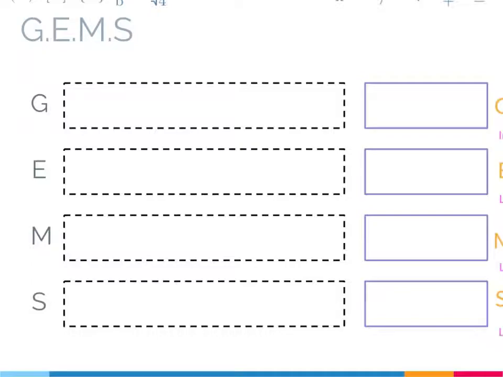So let's start with G. G is going to be grouping symbols. So again, we're in 7th grade now, so we have many different kinds of grouping symbols. So we could be having things like parentheses, we could have brackets, we could have braces. And anytime that we have grouping symbols, we may have more than one grouping symbol. If we have more than one grouping symbol in something, we're going to be working inside out.